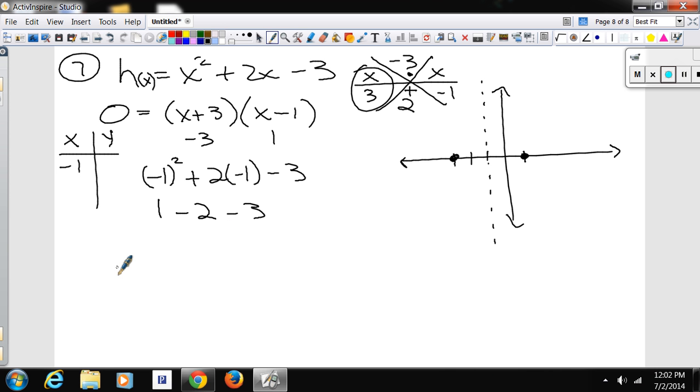So you're going to get a 1 minus a 2 minus a 3. Who can do that in your head? 1 minus 2 minus 3. Come on, you got this. 1 minus 2 is negative 1. Negative 1 minus 3 is? Starts with a negative. Ends with a 4. Negative 4, he's got it. Negative 4, all right. So we go over negative 1, we go down 4. So it's right here, that's your vertex.